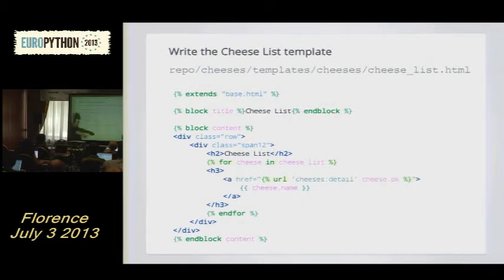The first thing, I can't remember your name, sir. Marcus. Marcus asks, what's the detail name in the cheeses urls.py? It's the name parameter. This is the name parameter. And then in the root urls.py, where we are pointing at the cheeses URLs, this is the namespace. Namespace and the name.